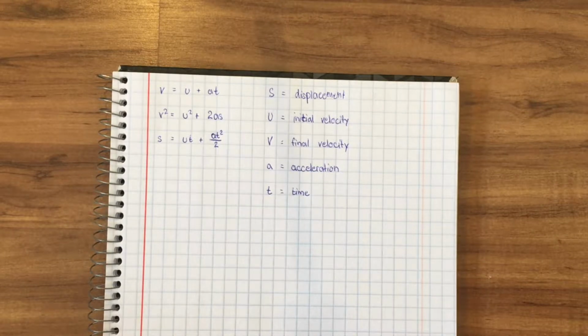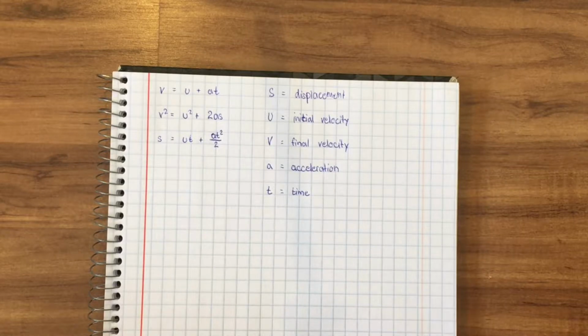Today I'm going to be talking about the Suvat equations and we'll show you how to use them on actual questions. So let's get right into it. First of all, I want to explain to you what all those letters mean. Suvat. S is the displacement, U the initial velocity, V the final velocity, A the acceleration, and T the time.